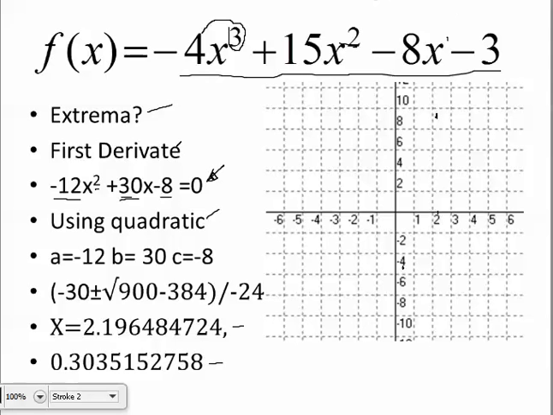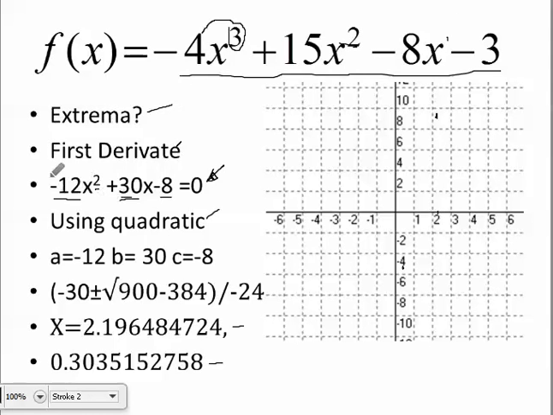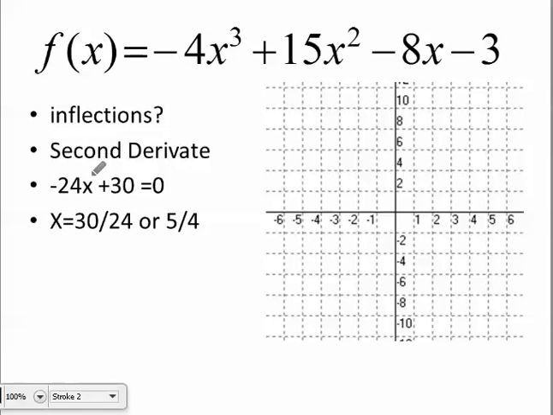Okay? We can also take the derivative again. What I'm going to take the derivative of is this equation right here, my first derivative. I'm going to take the derivative of the first derivative to get the second derivative. So negative 12 times 2 is a negative 24. 30 times 1 is 30. The rest of it's all going to go to 0. It's going to be a negative 24 plus 30. I can solve that, set it equal to 0. 30 divided by 24, or 5/4.